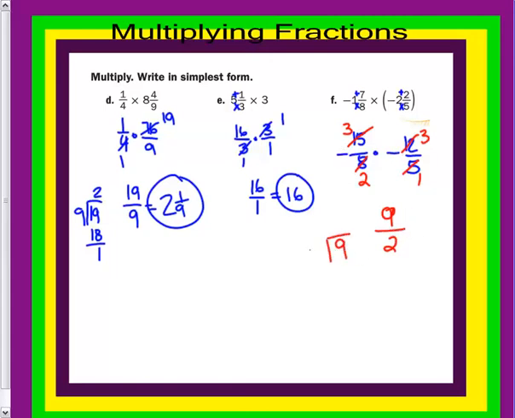We can divide 9 by 2, and it goes in 4 times. 4 times 2 is 8 with 1 left over. So we have 4 and 1/2.